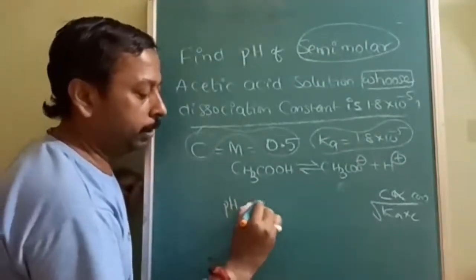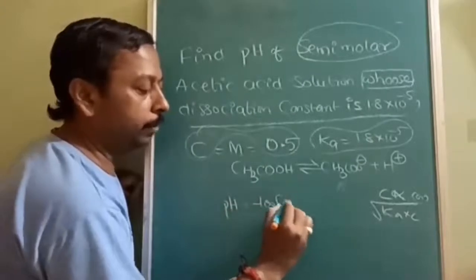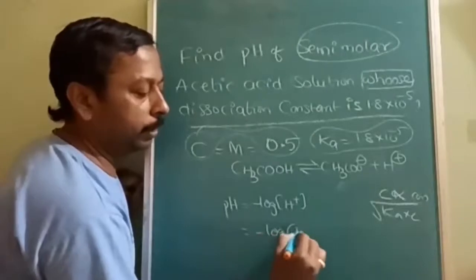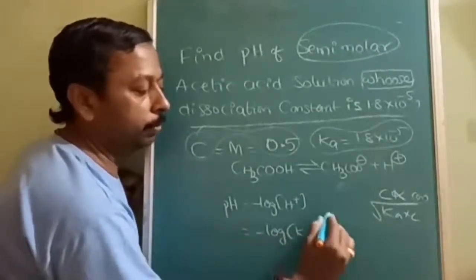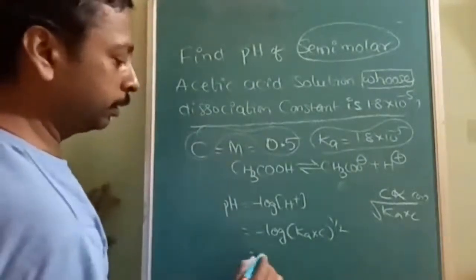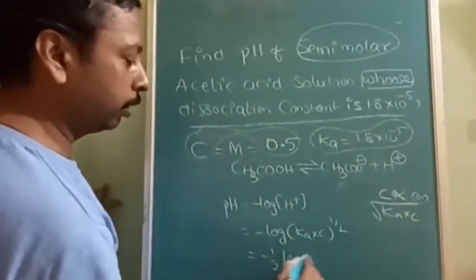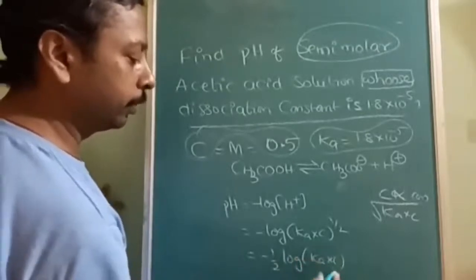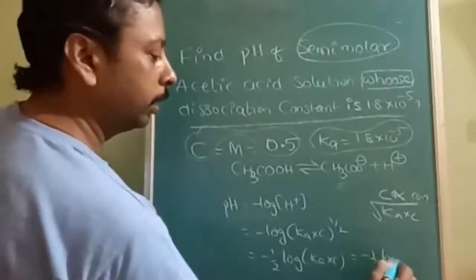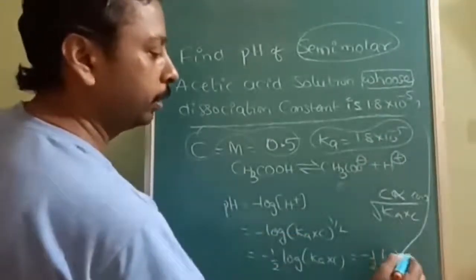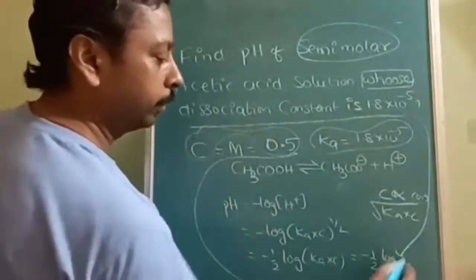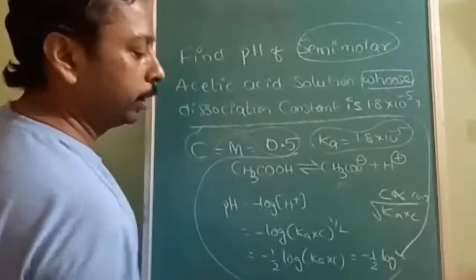So pH is equal to negative log of H plus. In place of H plus, what can I write? Ka into C to the power of 1 by 2. So this will be minus 1 by 2 into log of Ka into C. Ka is given, you can substitute here, and C is given, 0.5. If you substitute, then you will get the answer.